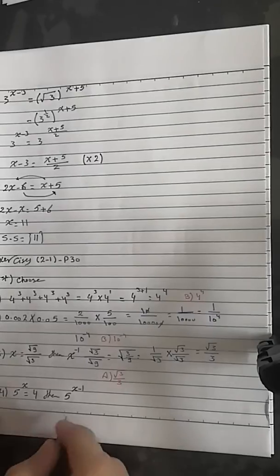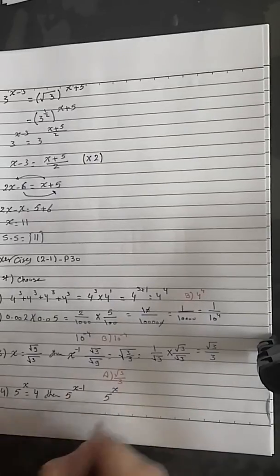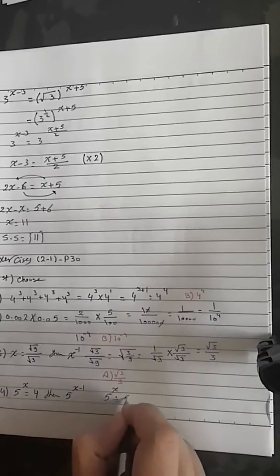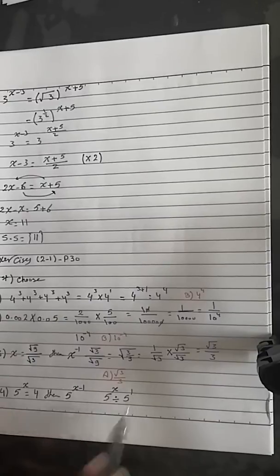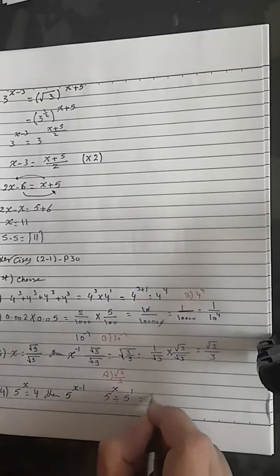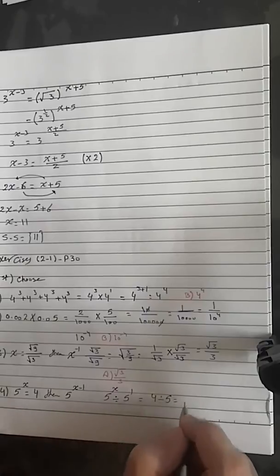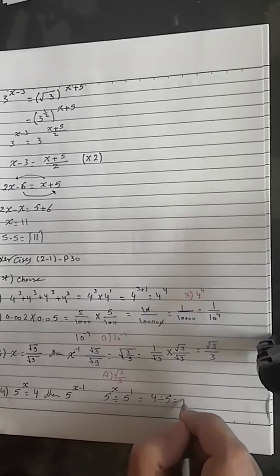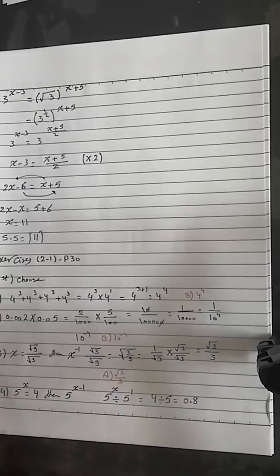So I have here 5 to the power of x divided by 5 to the power of 1. 5 to the power of x minus 1 means 5 to the power of x divided by 5 to the power of 1. 5 to the power of x equals 4. So I have 4 divided by 5 equals 4 over 5, which means 0.8. So the answer is letter B.